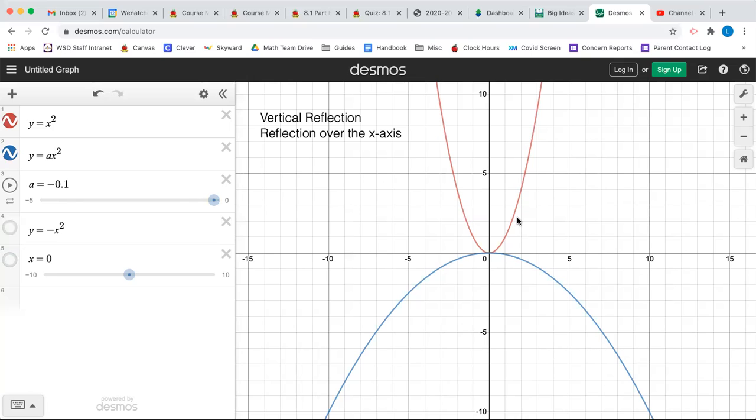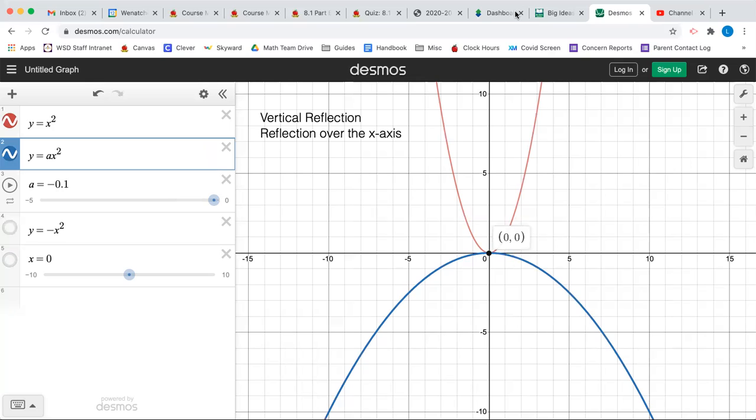But there are some critical differences. And the first one actually relates to our vertex. So our vertex is 0, 0. Before, our vertex, and you can see the vertex on our parent function, y is equal to x squared, that vertex is the lowest point on the red parabola. On our blue parabola, you can see there, though, the vertex is actually the highest point, or the maximum value.